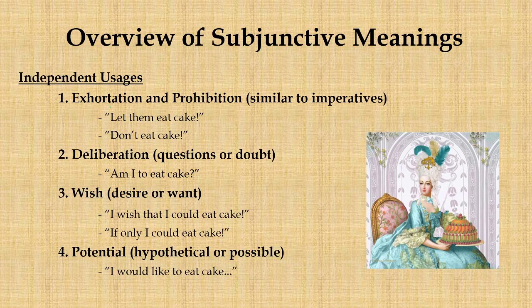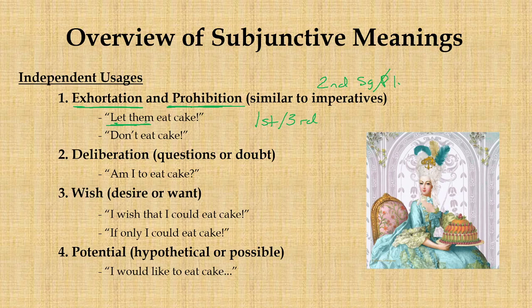So the first bit is the exhortation or prohibition usage. Like it says here, it's similar to how an imperative works. It's just that instead of the second person, which is always how imperative works, second person singular or plural, it is with the first or third person. So "let them eat cake" is the third person plural, because it's them. That's referring to the group of people.